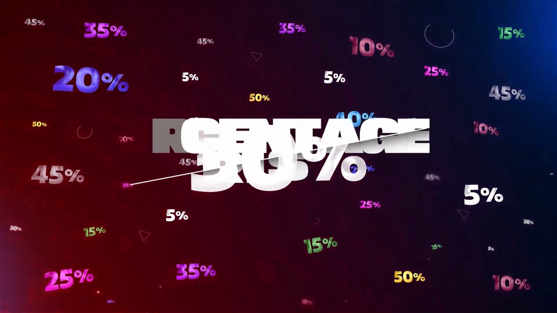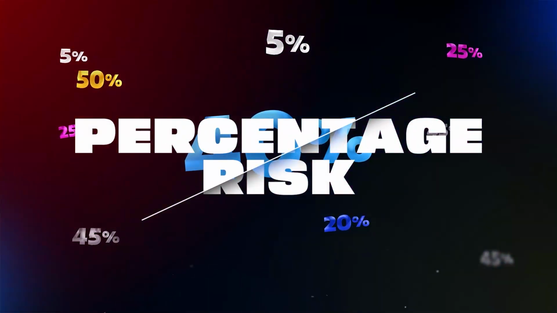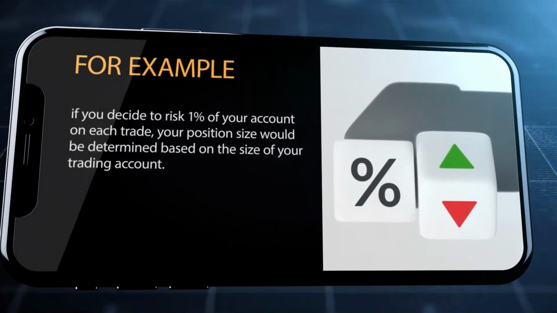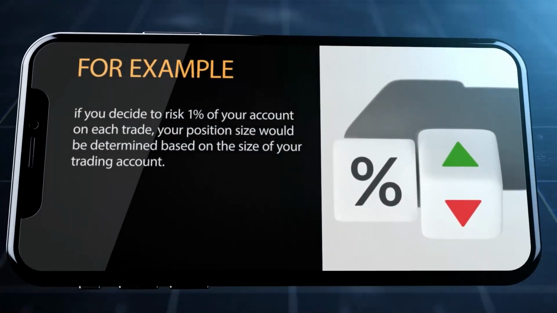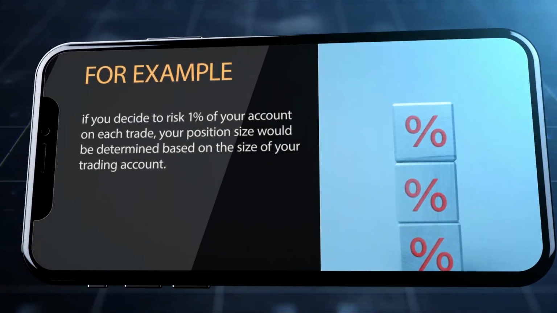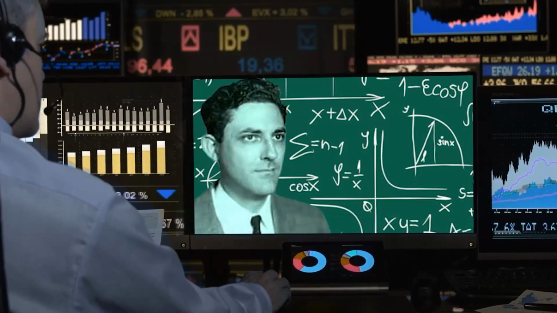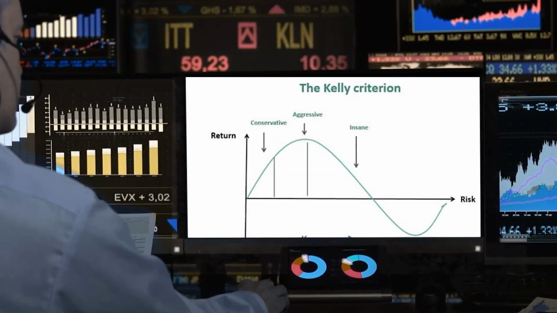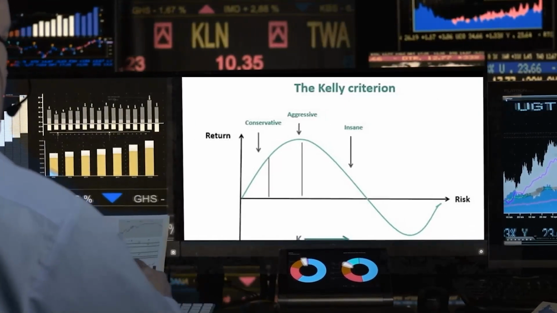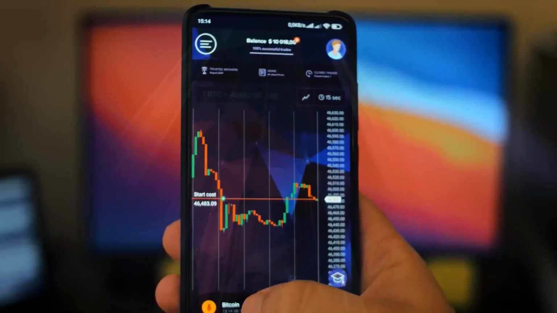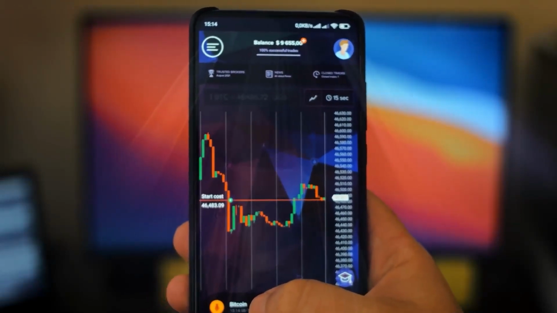The percentage risk method involves risking a percentage of your trading account on each trade. For example, if you decide to risk 1% of your account on each trade, your position size would be determined based on the size of your trading account. The Kelly criterion is a mathematical formula that helps traders determine the optimal position size based on their edge and win rate. This method takes into account the probability of winning or losing a trade and adjusts the position size accordingly.